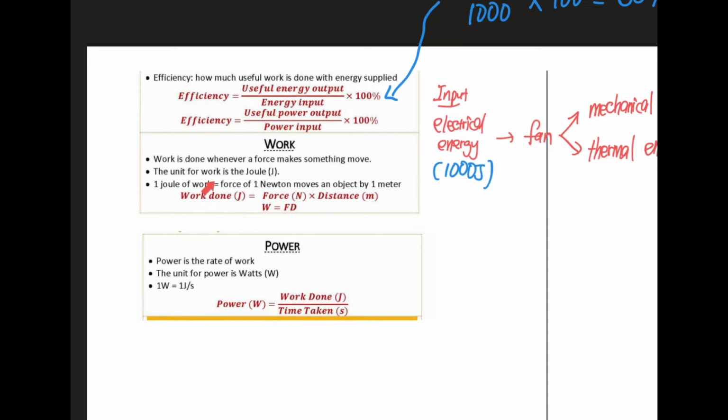Okay, so now power. Power is the rate of work, how fast work is done. If you work quickly, then the power is high. The unit for power is the watt. 1 watt equals 1 joule per second. Formula: power equals work done over time taken. So it seems like we have only 4 formulas, and then we're finished with this part. So let's see how the questions are then.